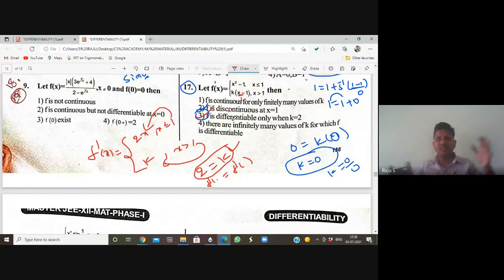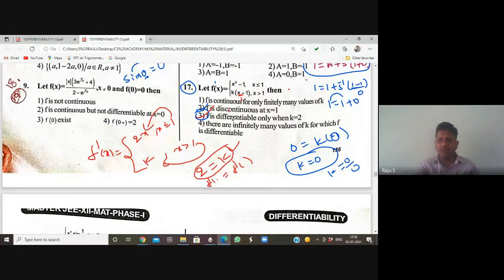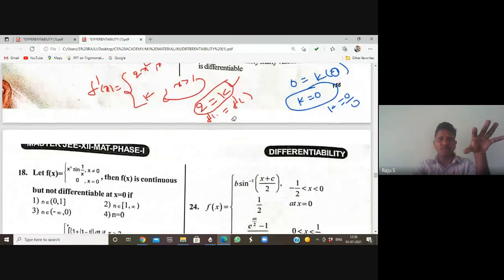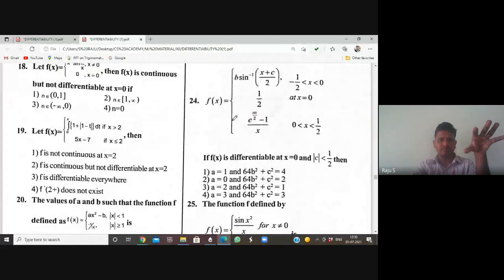After differentiating, when I equate the k value directly, we got 2 at x is equal to 1. So it is clearly differentiable only when k is equal to 2. That's all.